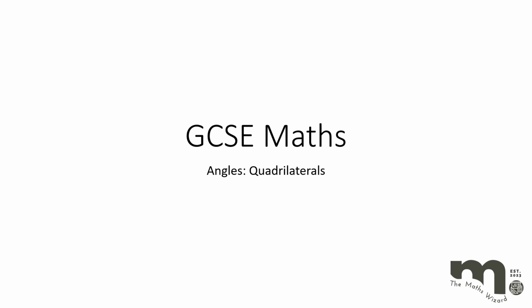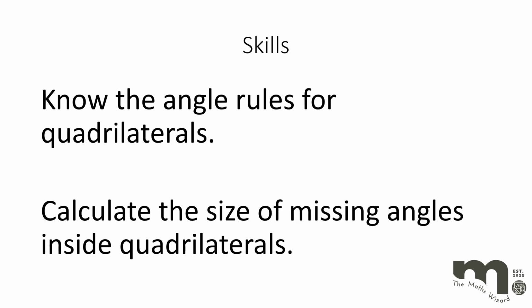Today we're going to be looking at angles in quadrilaterals. First of all, we're going to be looking at knowing the angle rules for quadrilaterals. If you're not sure what a quadrilateral is, it's any shape with four sides. So think quad, think four. You've got the first three letters of the word quarter there, which obviously means four as well. Then we're going to be looking at calculating the size of missing angles inside different quadrilaterals.